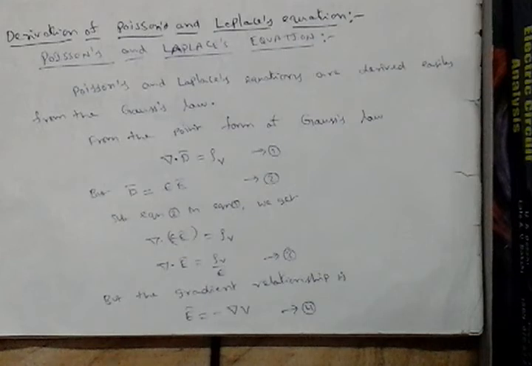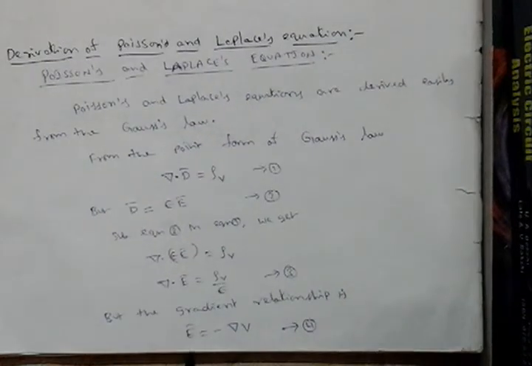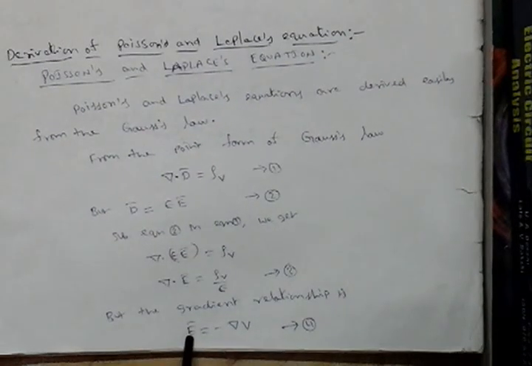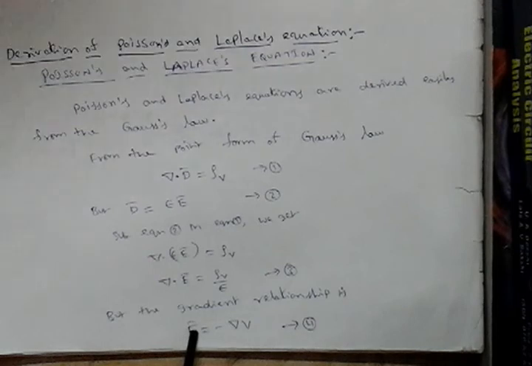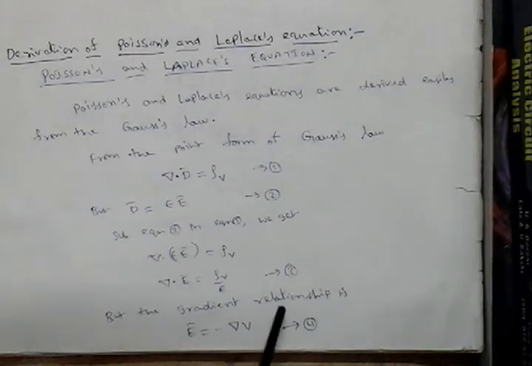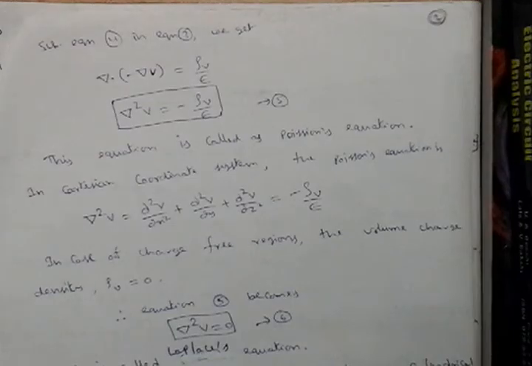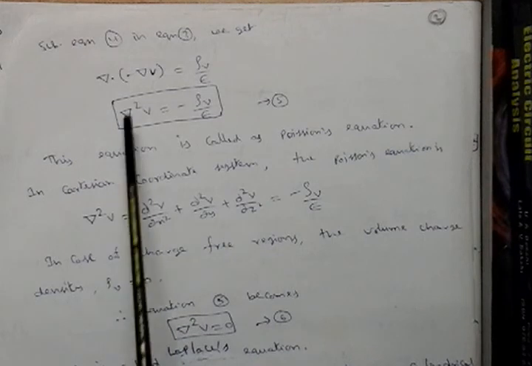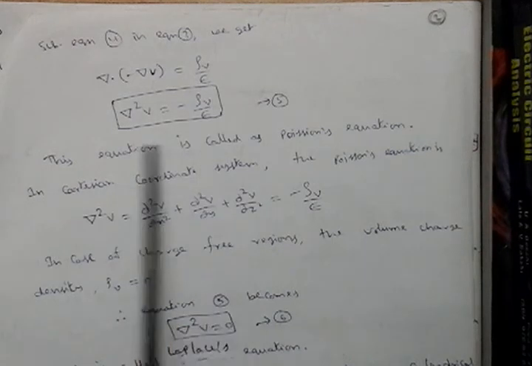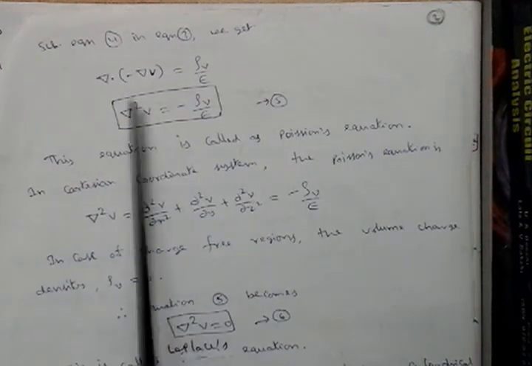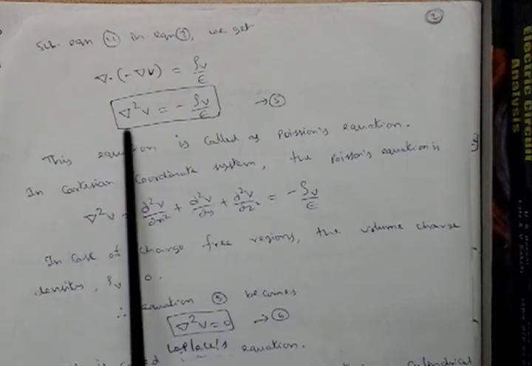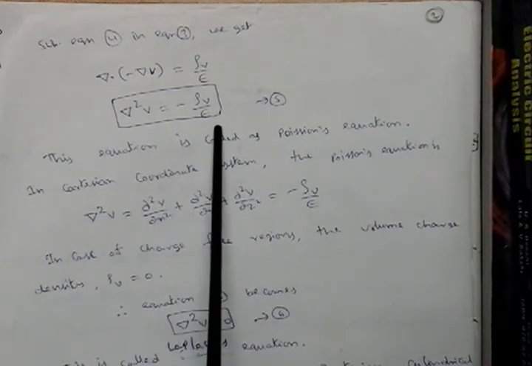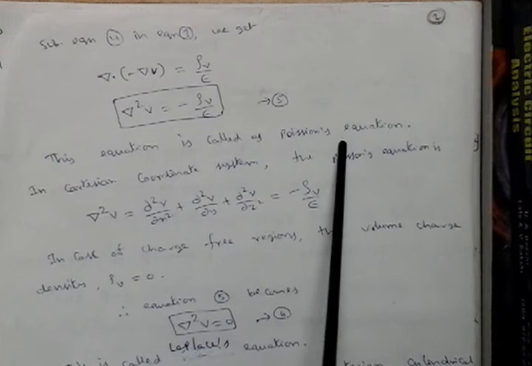But using the gradient relationship, what is the gradient relationship? E bar is equal to minus del V. Substitute this equation in equation 3, then you will get del dot of minus del V is equal to rho v by epsilon, del square V is equal to minus rho v by epsilon. So del square V is equal to minus rho v by epsilon is called as Poisson's equation.